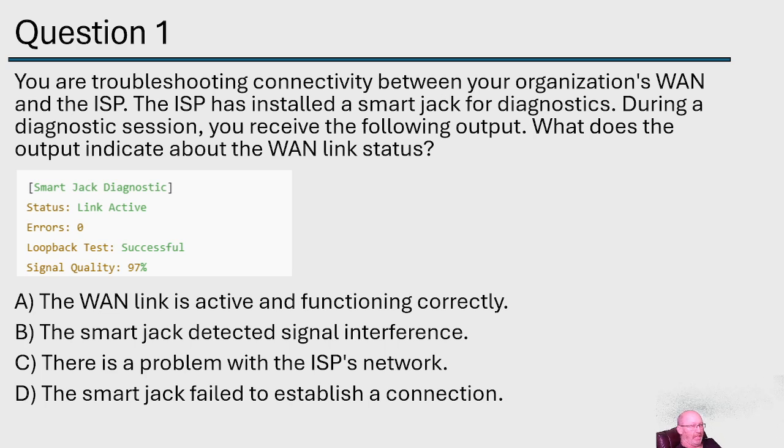Question number 1. You are troubleshooting connectivity between your organization's WAN and the ISP. The ISP has installed a smart jack for diagnostics. During a diagnostic session, you received the following output. What does the output indicate about the WAN link status? What are we looking at for the WAN link status? What do you think? Is it working or is it not working? What are our problems with it? What do you think on this one?